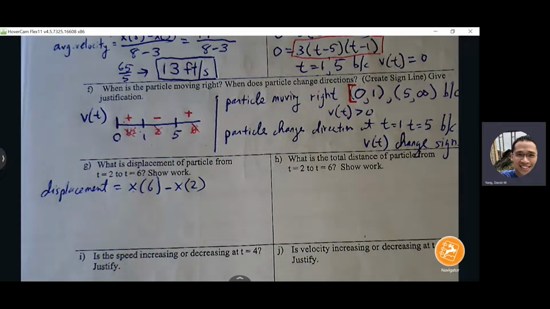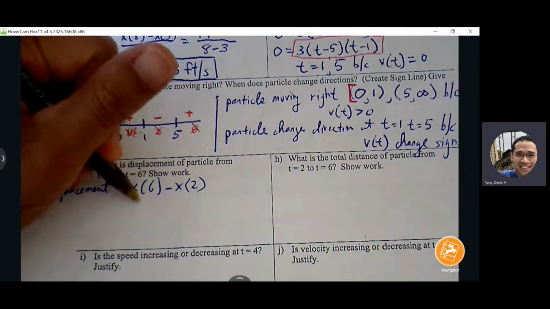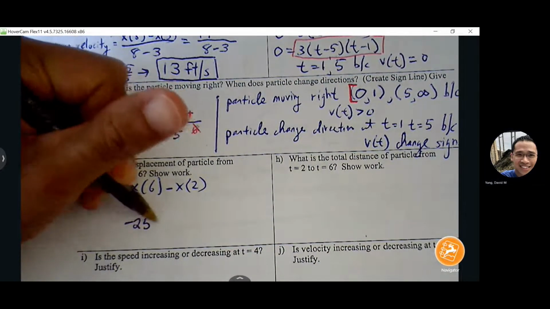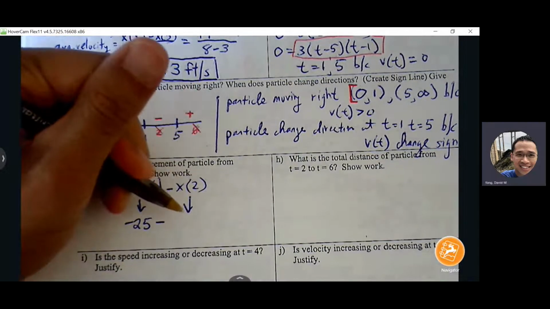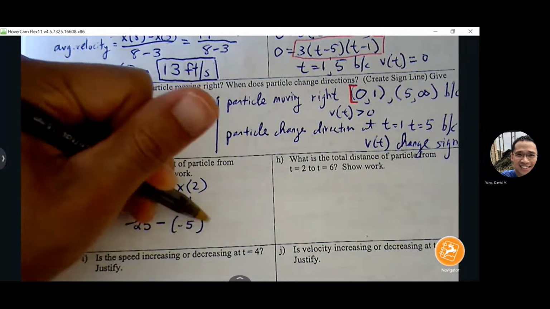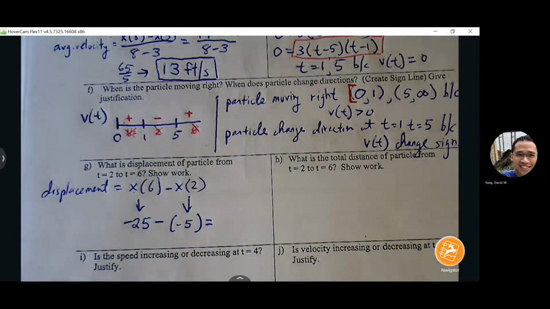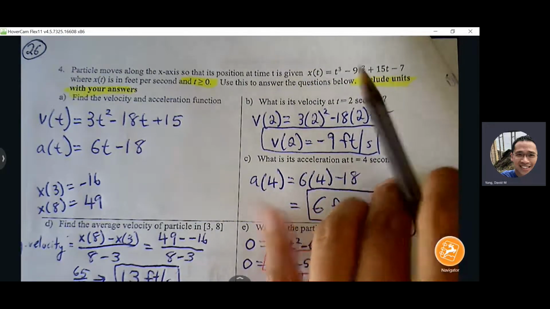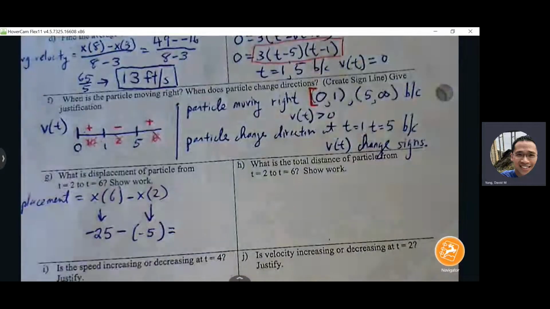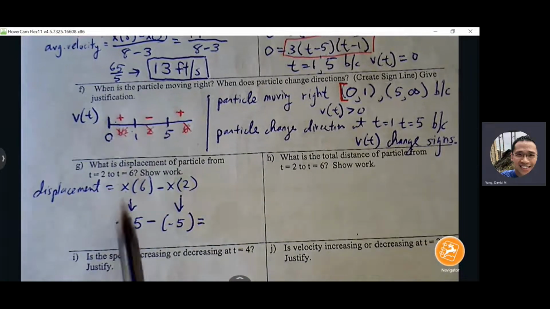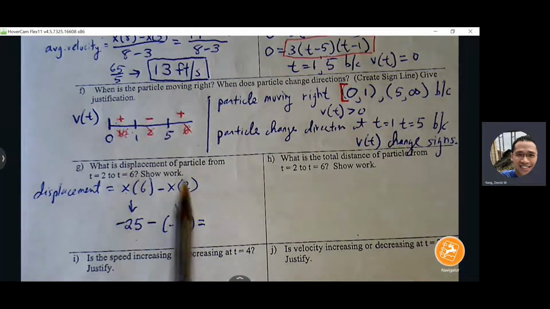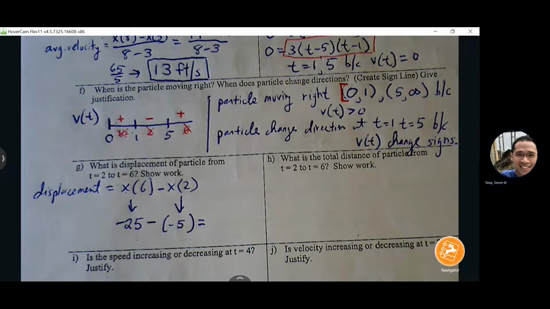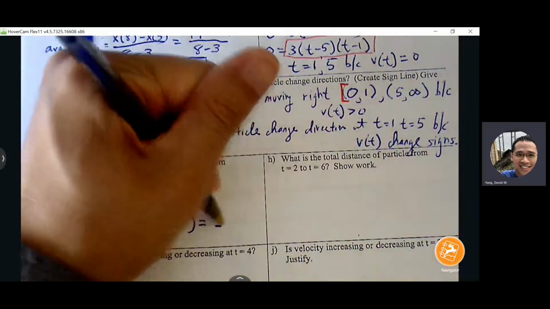Insert 6 into the position function, insert 2 into the position function. So x of 6 is negative 25. x of 2 is negative 5. And on the quiz, I'll make these numbers easier to work with, so you're not spending half the time doing calculations without a calculator. But I want to make sure that we understand how we get these numbers. So 6 into the position, 2 into the position, and just subtract those. So negative 25 minus a negative 5. Two negatives become a positive. We're left with negative 20 feet.